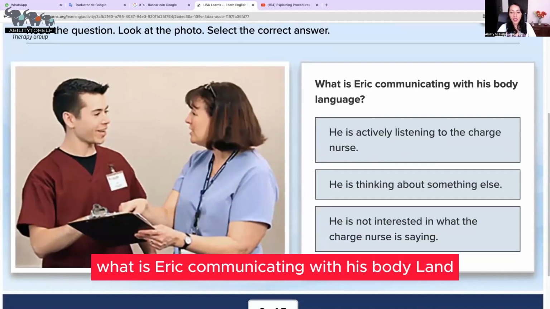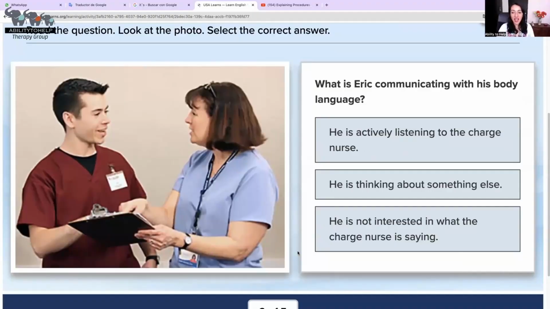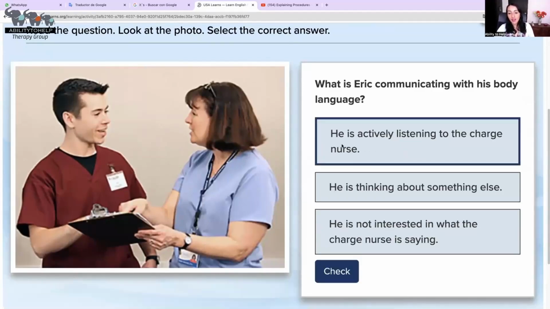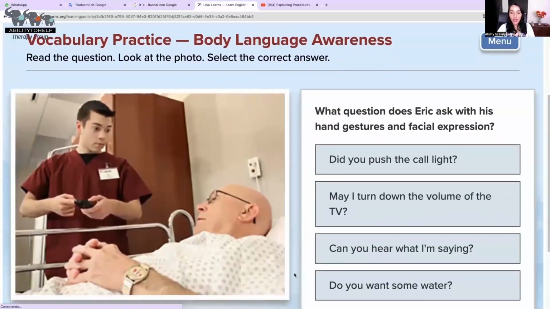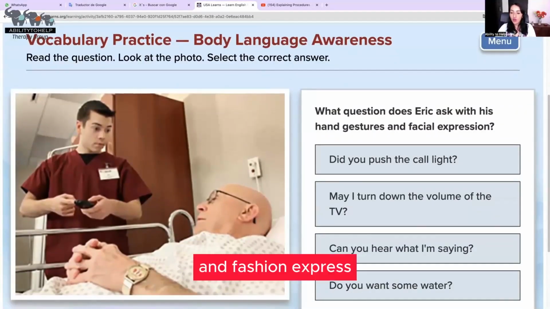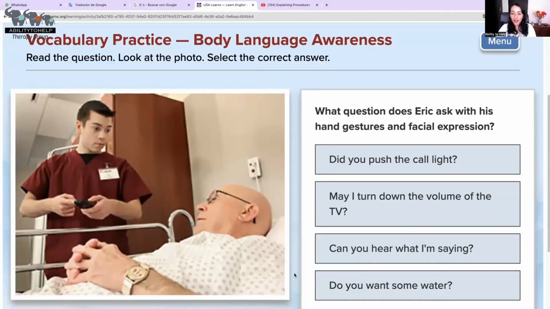What is Eric communicating with his body language? He is thinking about something else. He is not interested in what the charge nurse says. What question does Eric ask with his hand gesture and facial expression? So, did you push the call light?